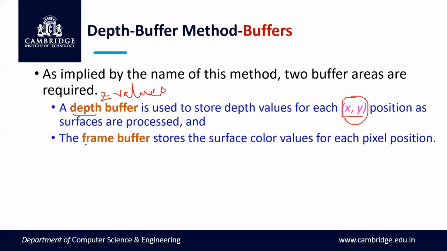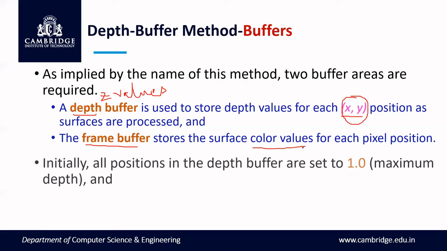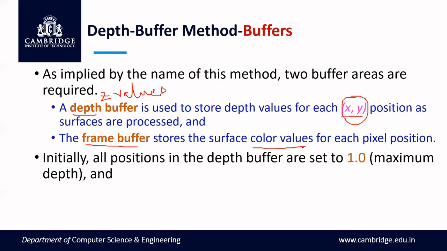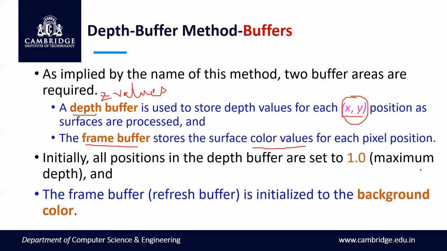Okay. Now, then we have a frame buffer. In the frame buffer I have to store the color values for that particular pixel. Initially, all positions in the depth buffer are set to 1, and the frame buffer is set to background color, when the object is not at all drawn. Now assume everything is empty, the object is not at all drawn. In this empty stage, the depth buffer is kept at the maximum value, 1.0.